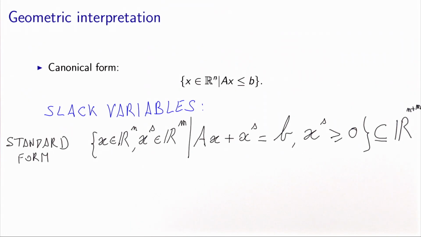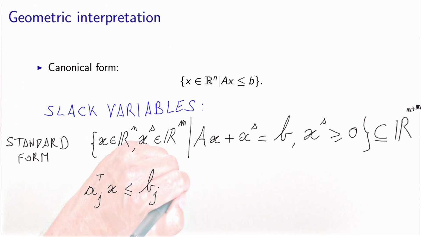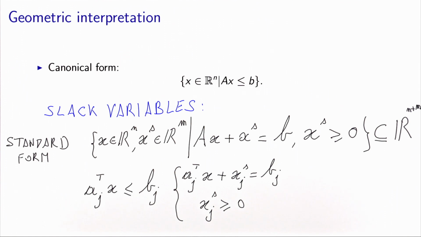Now let's look at a specific constraint. Let's take the constraint number j. Constraint number j is written as aj transpose times x less or equal to bj. Here aj is the row number j of the matrix A, and bj is the component number j of the vector b. So this is one of the m constraints of this polyhedron in canonical form. When we include the slack variable, we write the constraint like this: aj transpose x plus the slack variable xjs must be equal to bj, and the slack variable must be non-negative.